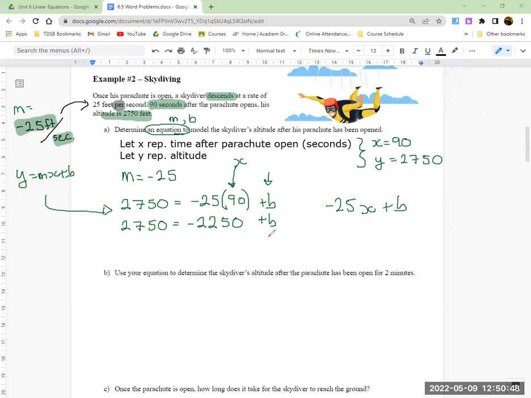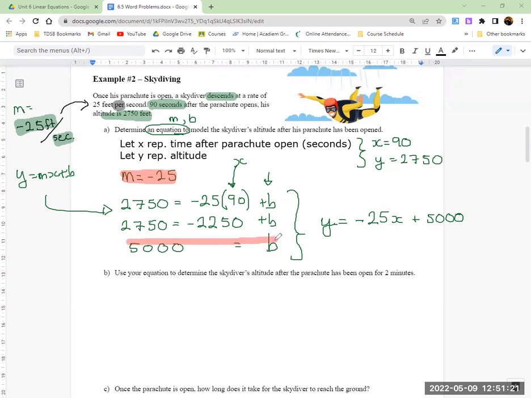Okay, moving on. If I want to isolate for B, I will have to add both sides by 2250, which gives me 5,000. What does that mean? Putting all of this together, let me erase this, I don't need it. Y equals negative 25x plus 5,000. And just to remind you, I need my M, I need my B. And you can solve that because they give you 1 point on the line.